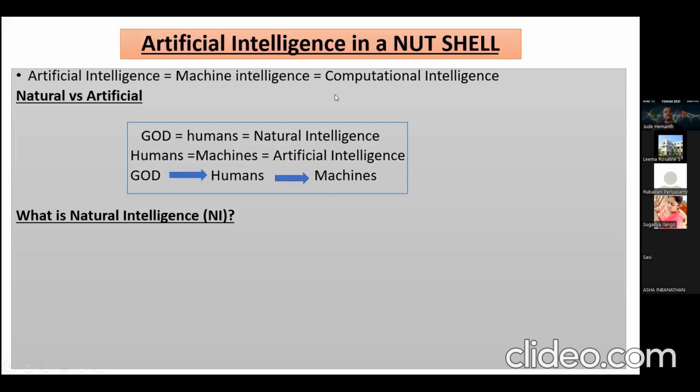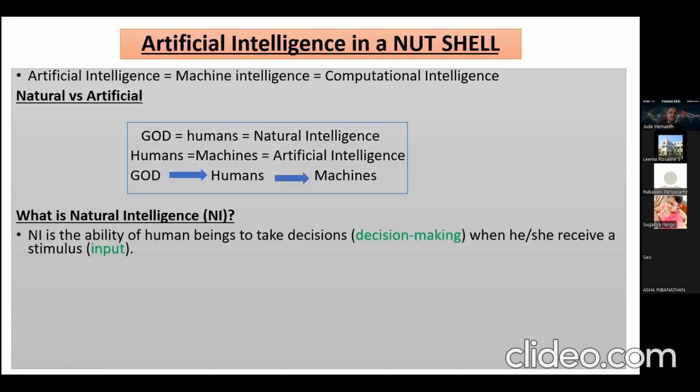What is this intelligence, or what is this natural intelligence? It's the ability of human beings to take decisions when he or she receives a stimulus or an input. Say, for example, suddenly a snake enters this room where I am sitting. What will I do? I will not wait for you people to give some information. I will try to find a way by which I can be safe or run out.